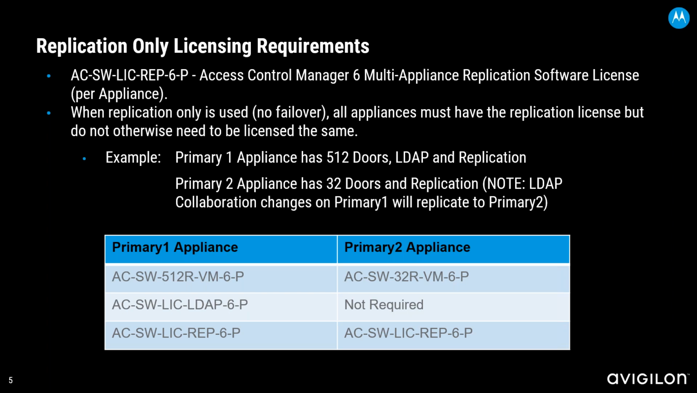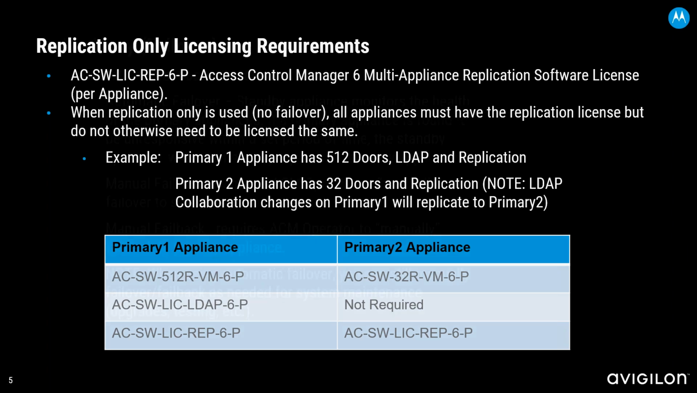So you can see that also I don't have to have the same number of reader licenses on the primary 2 appliance. I just have to have the reader licenses to support the doors that will be connected to that appliance. Now, this is different when we get to failover, and you will see that when we get to the actual licensing for a failover scenario.